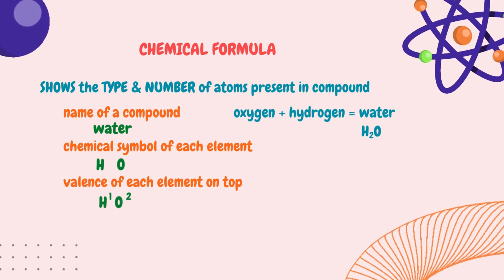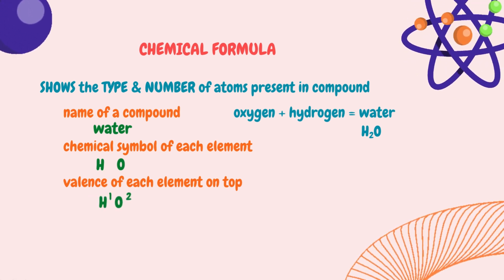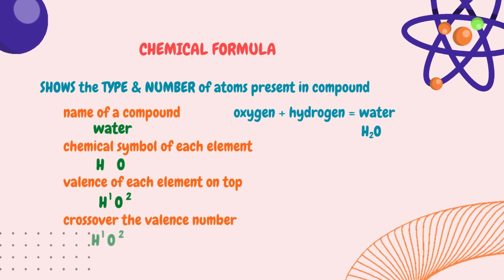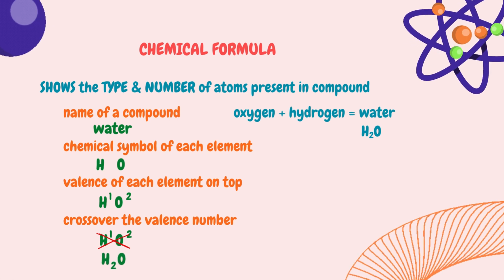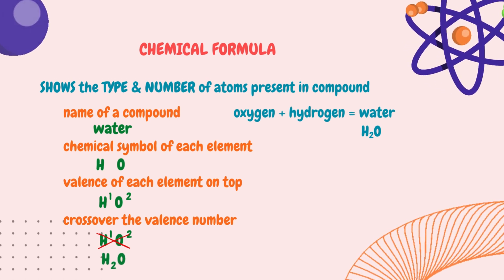The valence of hydrogen is 1. The valence of oxygen is 2. Cross over the valence number of elements, then this becomes H2O, and this is the chemical formula of water.